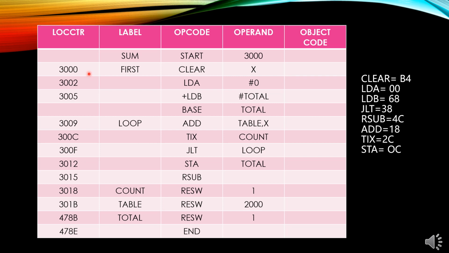Here we have different opcodes for different instructions. So opcode for CLEAR is B4, for LDA it's 00, for LDB it's 68, for JLT it's 38, for RSUB it's 4C, for ADD it's 18, for TIX it's 2C, and for STA it's 0C. We'll be using this opcode to write the object program in the next step.